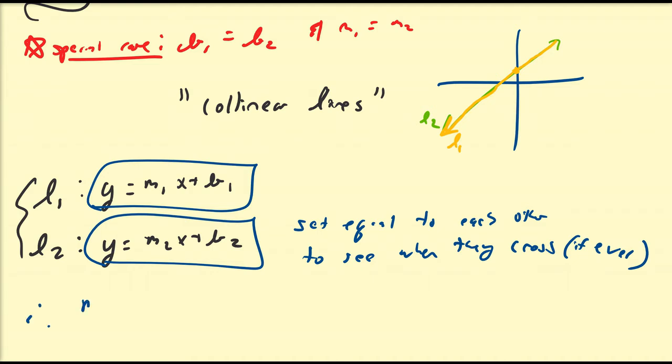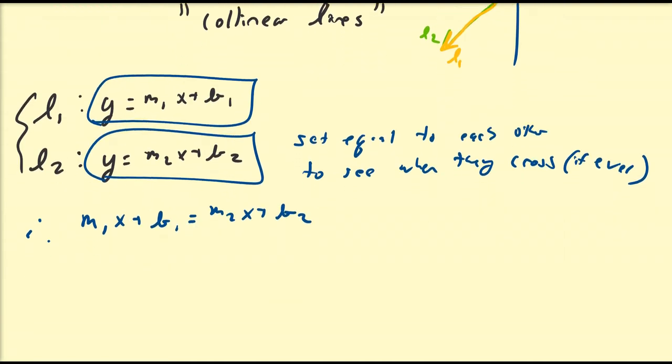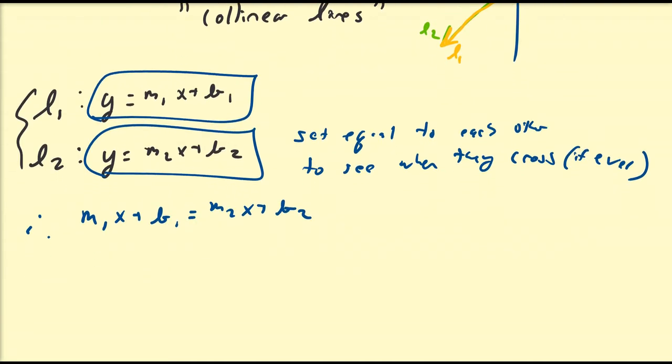So if that's the case, we have m1x plus b1 must be equal to m2x plus b2. Let's use our assumptions that m1 and b1 are the same as m2 and b2 respectively. That means m1x plus b1 must be equal to m1x plus b1. And this is only by assumption that the slopes and intercepts are the same.